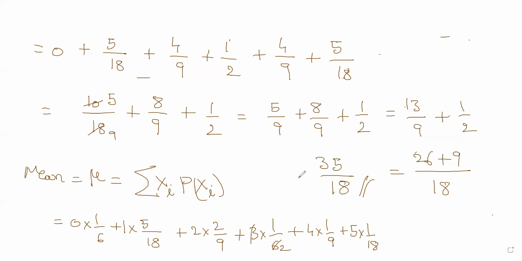Clear? So this is the value of mu. Let us write it aside. The mu value is 35 by 18. So let's keep it aside. Now, how do you find the variance? The variance. How do you find the variance?